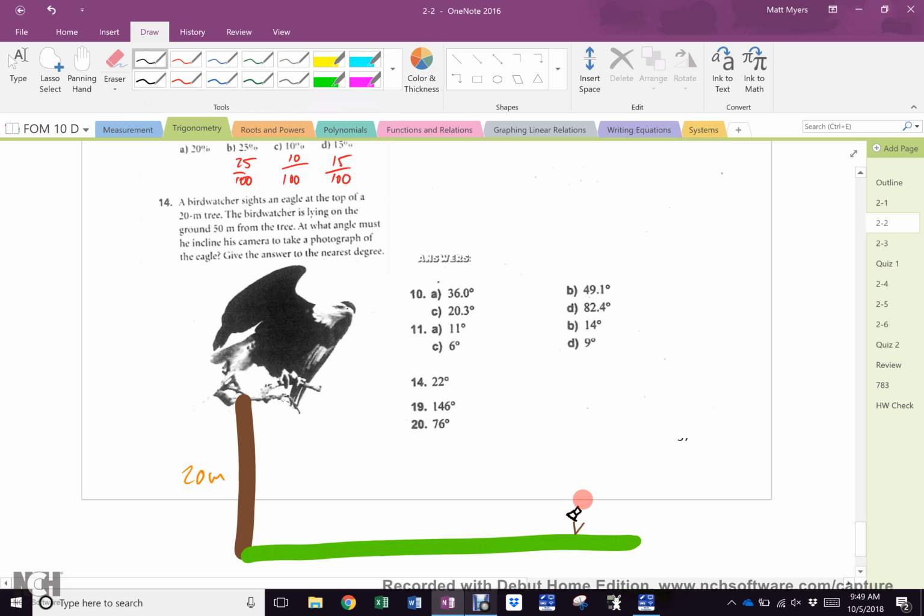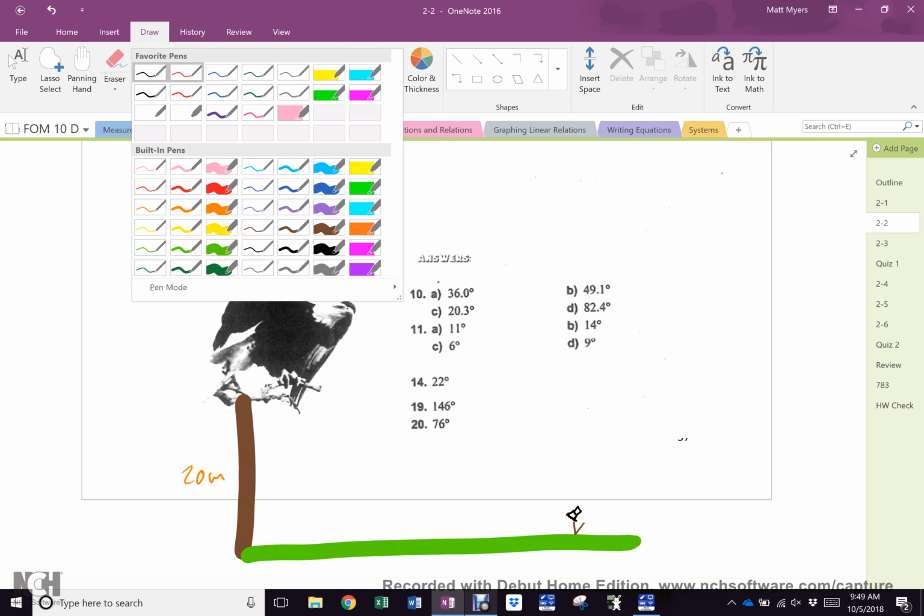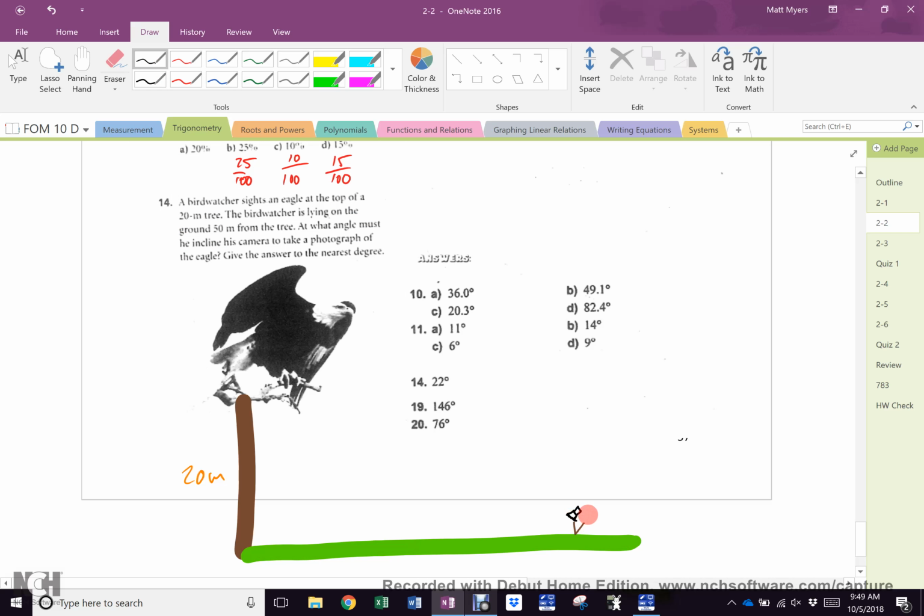That is a big eagle. That's why the bird watcher is so interested. Okay, yeah. Makes sense. I like being interested too.